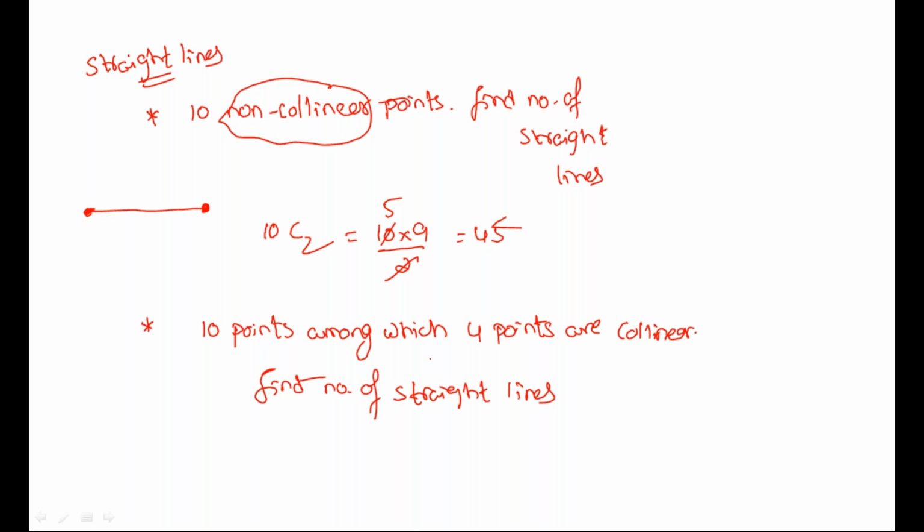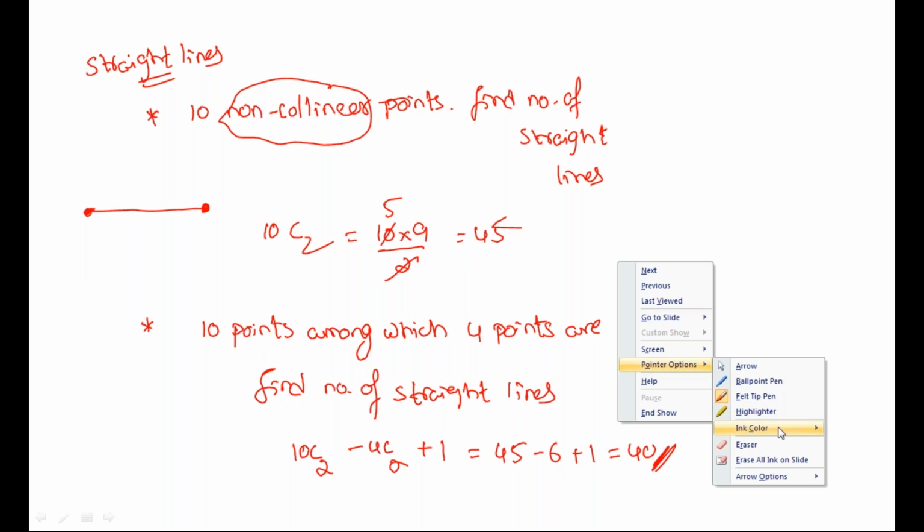Yes, so what you have to do here, 4 points are collinear. Now listen, similar to that, what you have to do is 10C2 minus 4C2. Okay, why minus 4C2? Because with those 4 collinear points, you also have to do plus 1. Let me explain what is happening. 4C2 is nothing but 6, plus 1, but friends, the answer is 40, not 39. Why plus 1? Just see that.